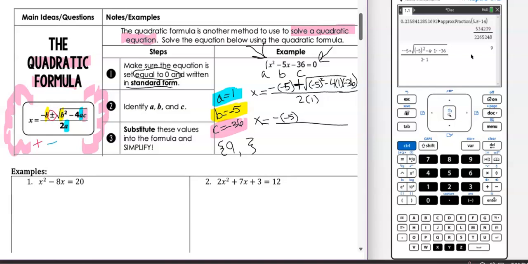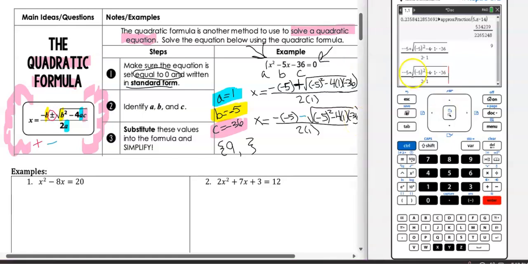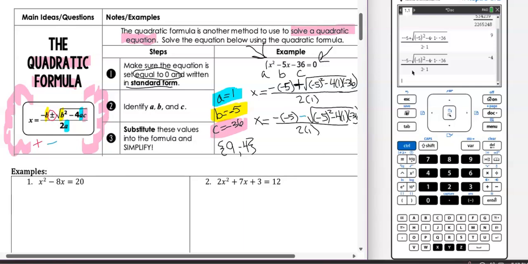But the only change will be instead of a plus, we are going to use a minus. What's nice about this is you already typed it in the calculator. So all you have to do is copy and paste, change the plus to a minus, and you're done. There you go. Your other x-intercept is -4.